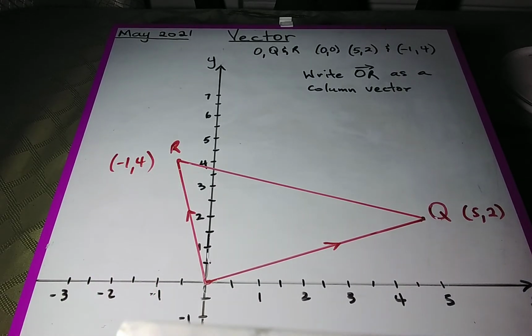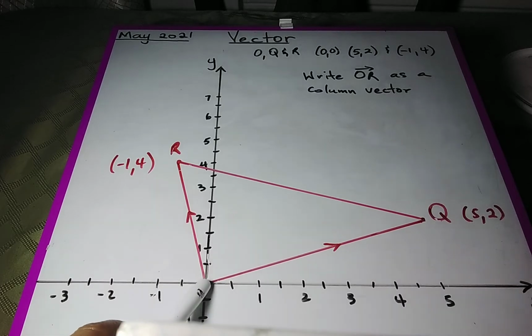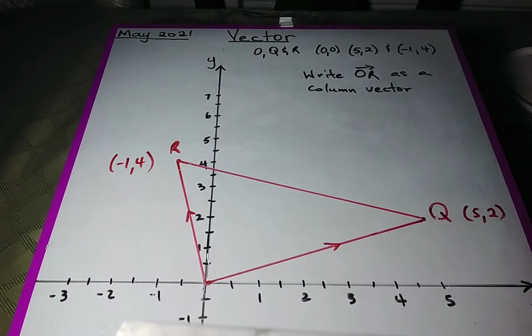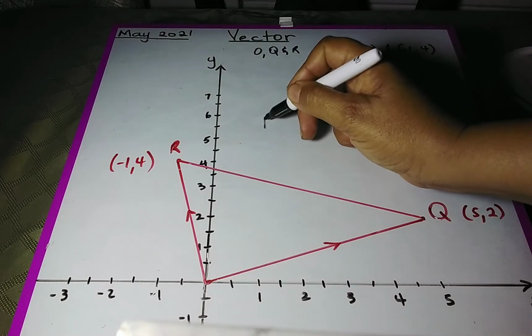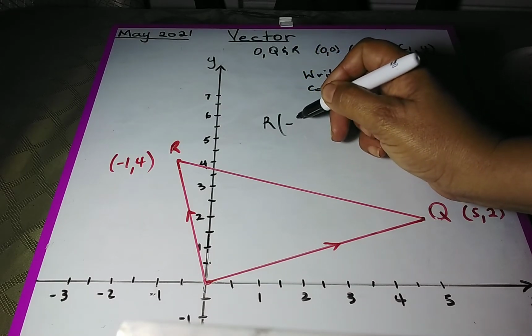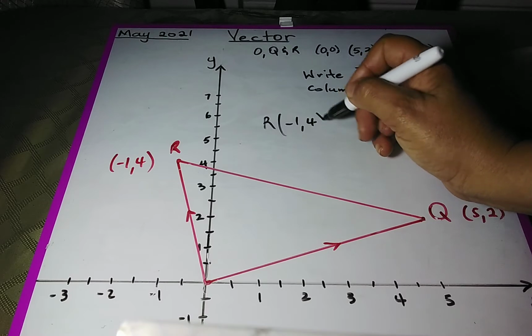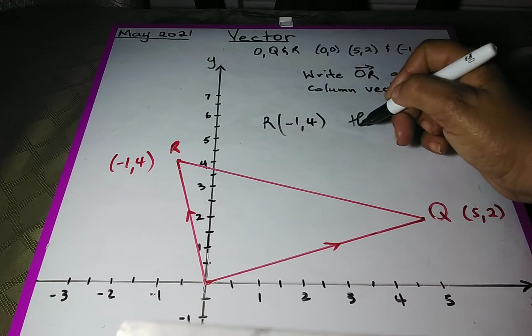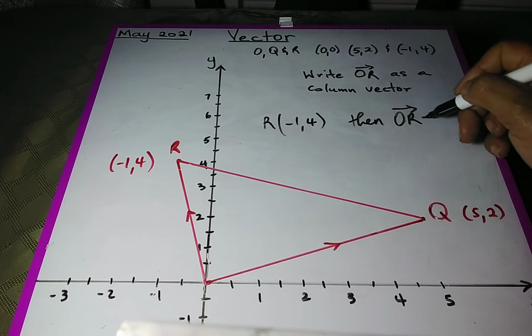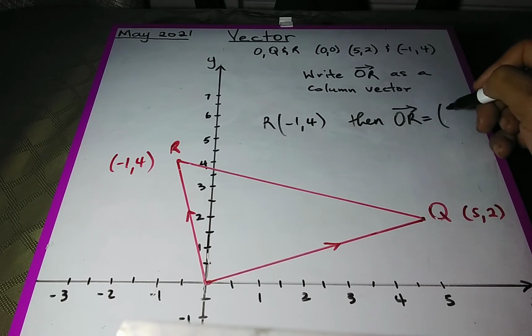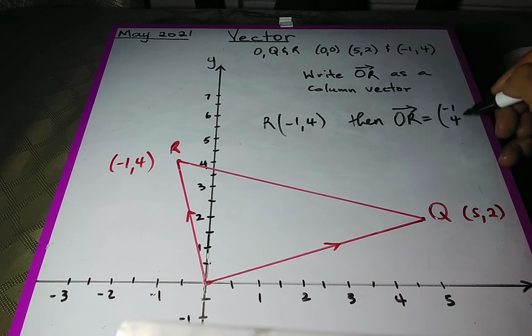So OR means from O to R, and you write it as a column vector. So if point R is negative 1, 4, then OR is the same numbers but written this way, negative 1, 4, as a column vector. And that is 1 mark.